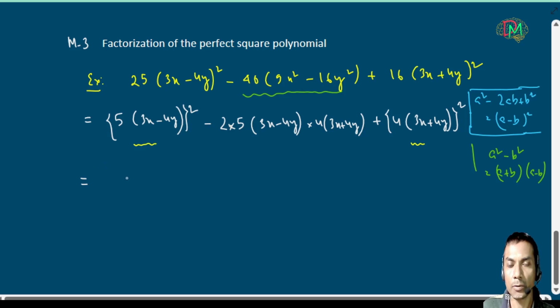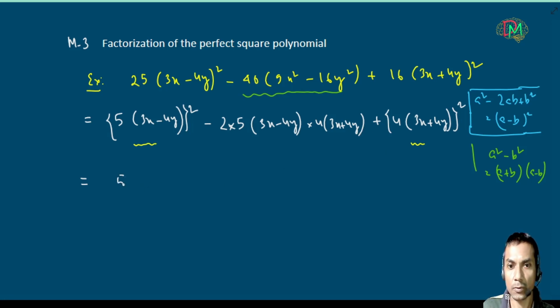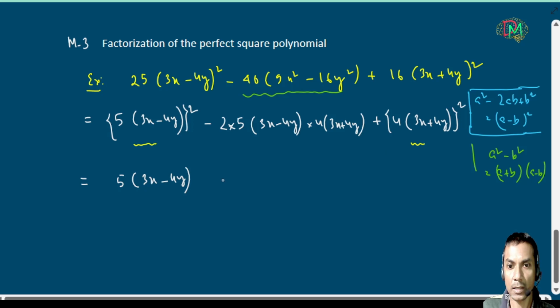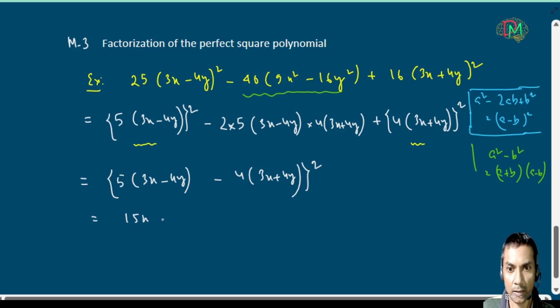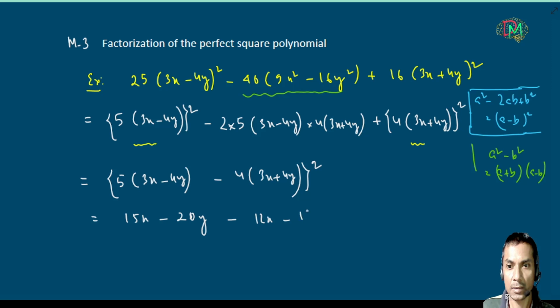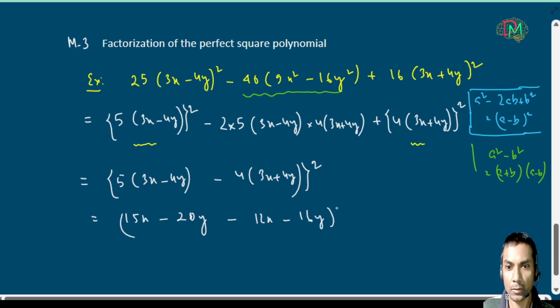Then what you have to do, so this is (a minus b) whole square. So (15x minus 20y) minus (12x minus 16y) is the whole square. Clear? Next what you have to do is you just multiply it, 15x minus 20y minus 12x minus 16y, and whole square. Okay, done.